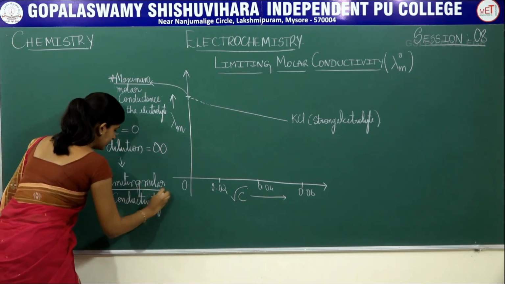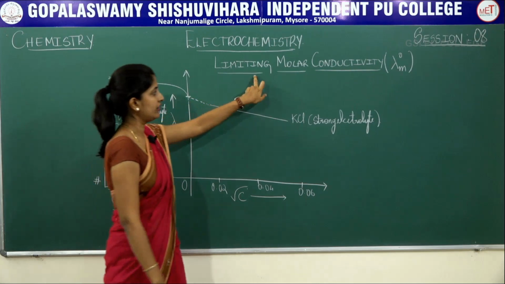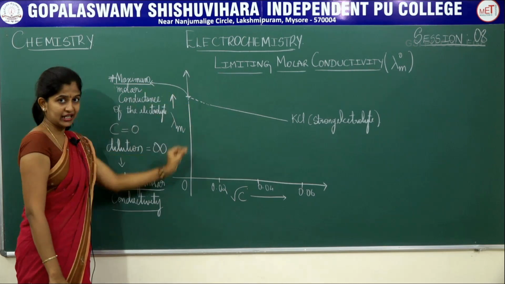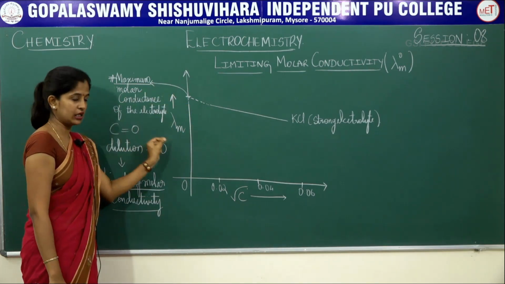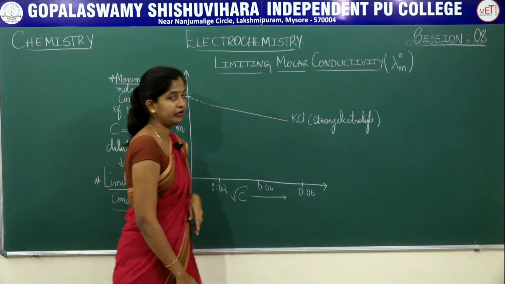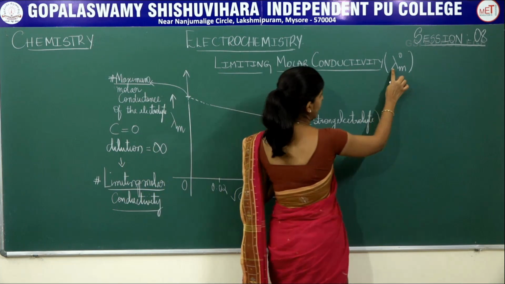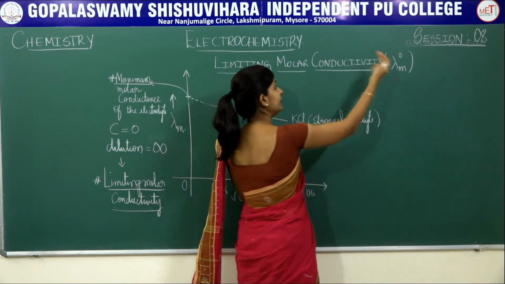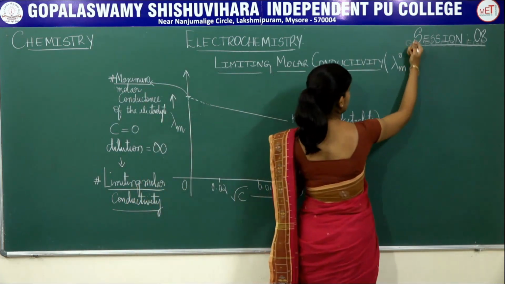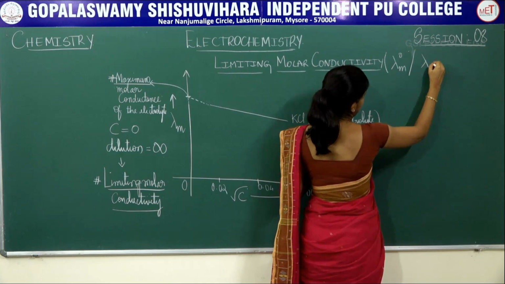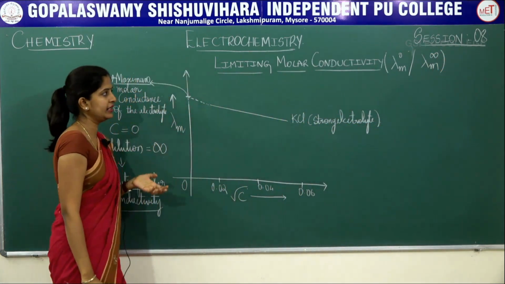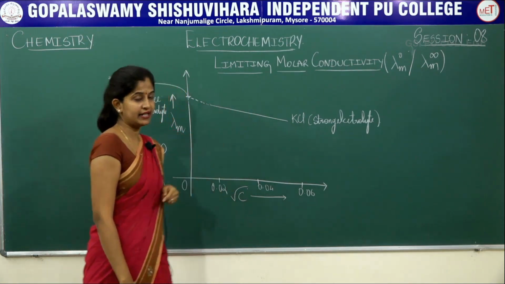So what do you mean by limiting molar conductivity? Very simple. It is the maximum molar conductance of an electrolyte where concentration is 0, at infinite dilution, and it is called your limiting molar conductivity. It is represented by lambda m naught, the molar conductivity at infinite dilution. In some textbooks you can observe it is also represented by lambda m infinity, which means the molar conductivity of an electrolyte at infinite dilution.